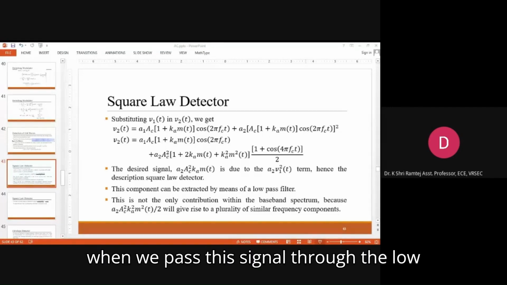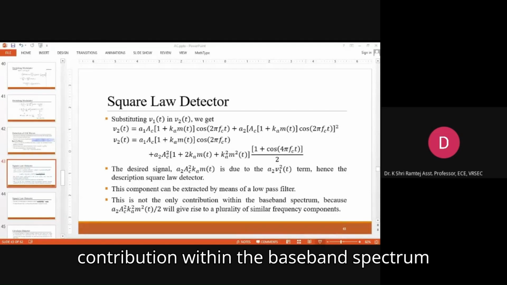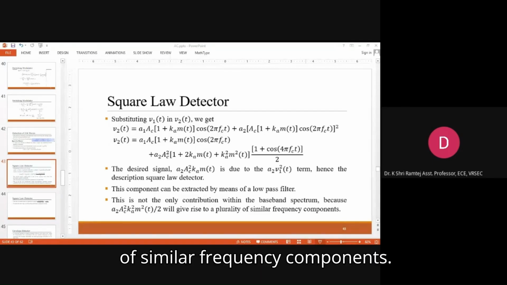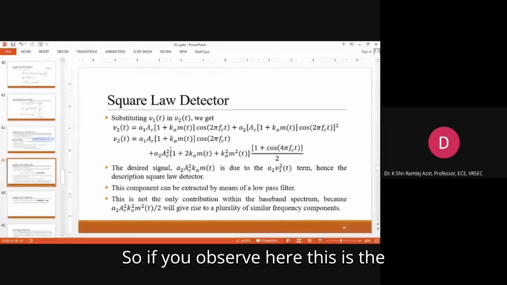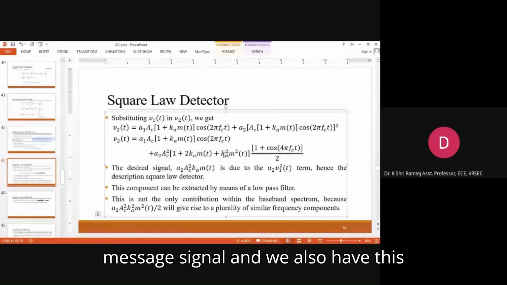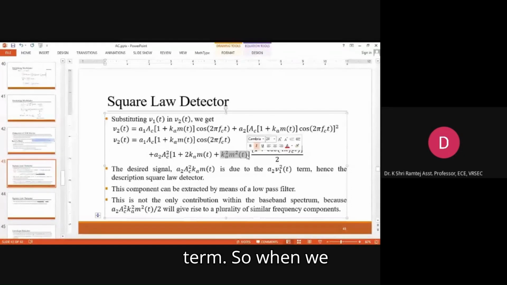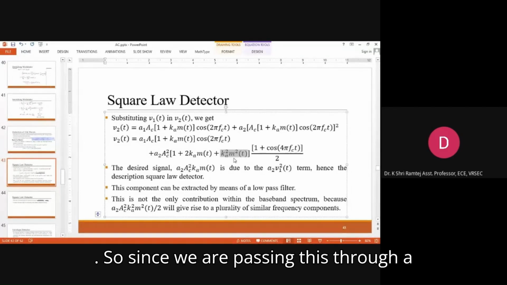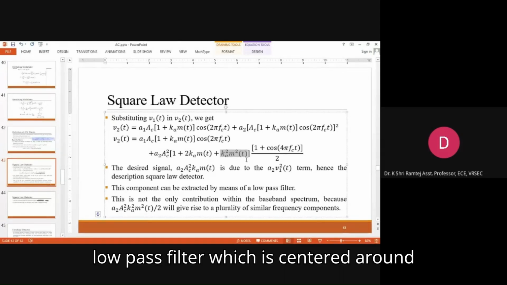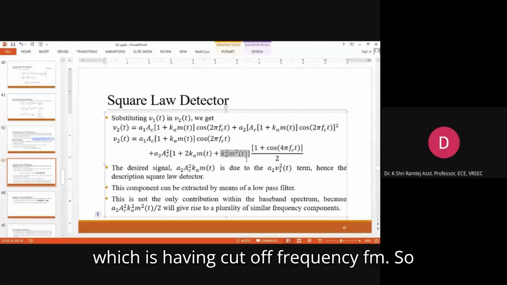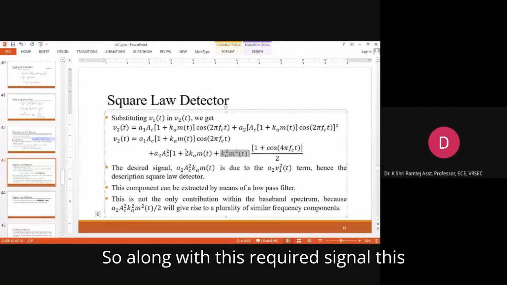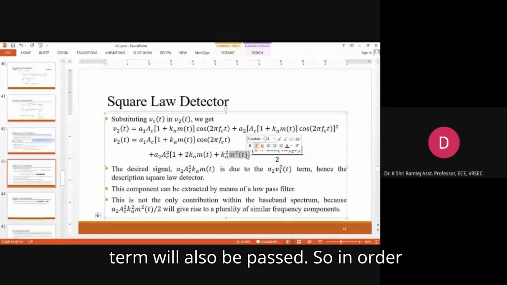But when we pass this signal through the low-pass filter, this is not the only contribution within the baseband spectrum, because A2 AC square Ka square m square t by 2 will give rise to similar frequency components. So if you observe here, this is the message signal, and we also have this m square t term. When we plot this in the frequency domain, it will occupy frequencies from 0 to 2 FM. Since we are passing this through a low pass filter with cutoff frequency FM, the frequency components from 0 to FM will be passed. So along with the required signal, this m square t term will also be passed.